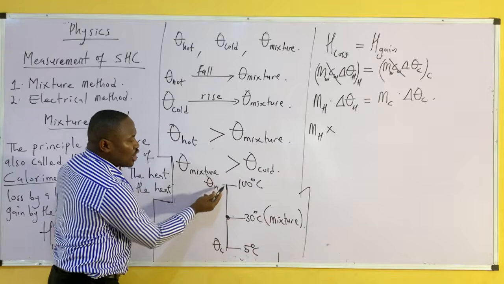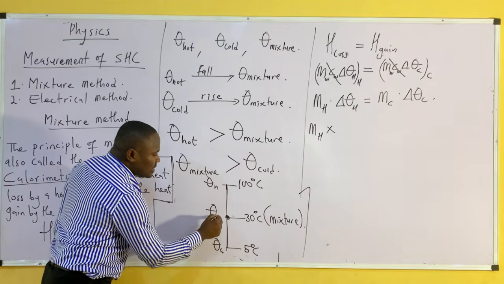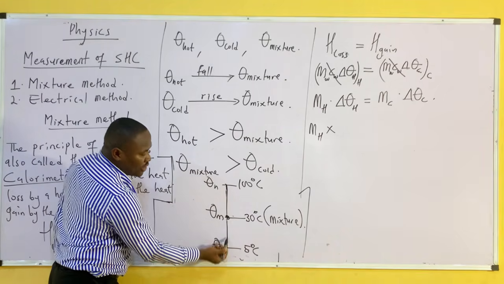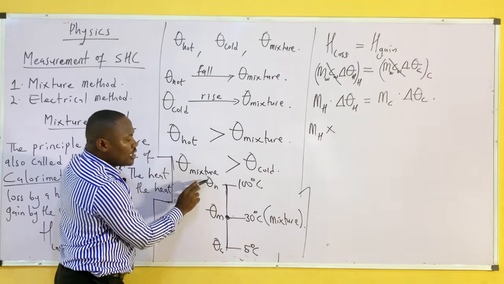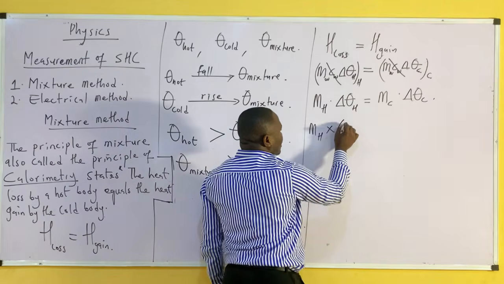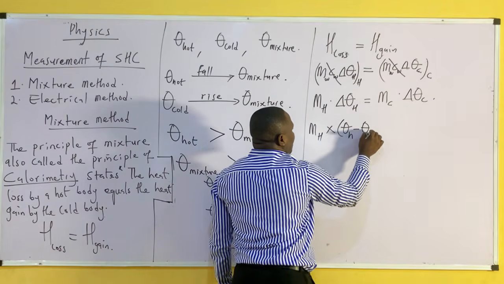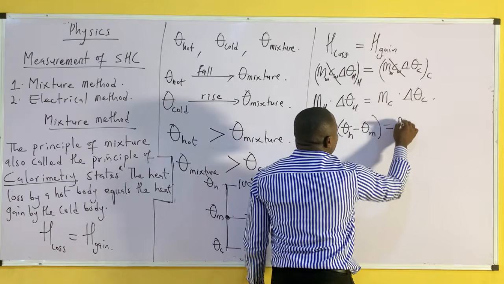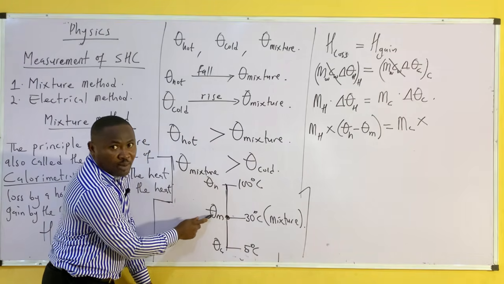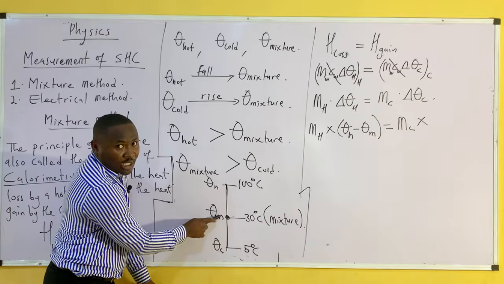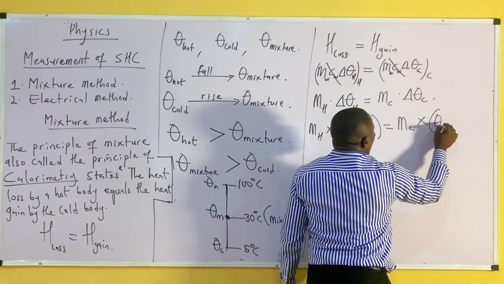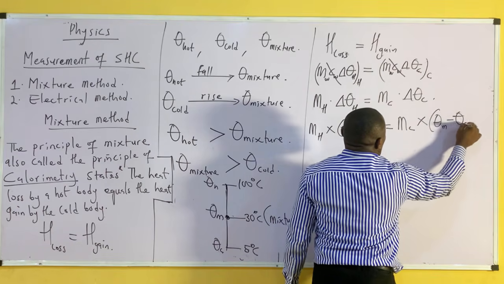Remember, the hot is changing to theta mixture, and the cold is still changing to theta mixture. So temperature change will be theta hot minus theta mixture. So it will now be open bracket theta hot minus theta mixture is equal to mass of cold water times what is the temperature change of cold? It is changing from theta cold to theta mixture. So this one is greater than this. So we'll now write it as theta of the mixture minus theta of cold.